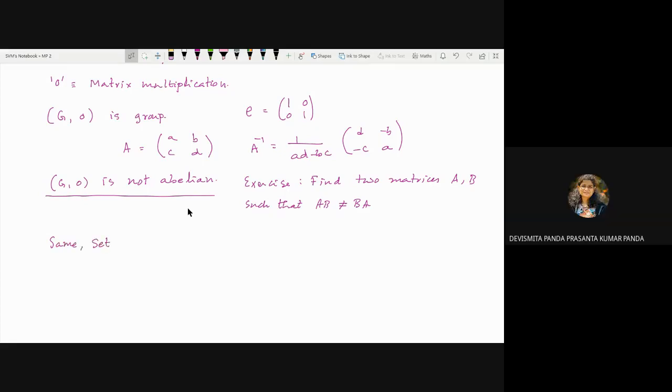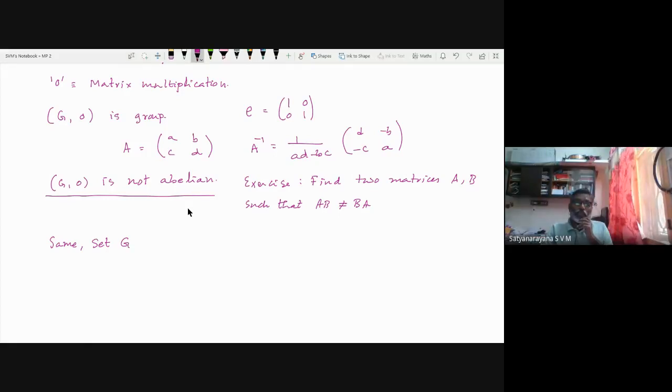Sir, AB is not equal to BA or equal to BA? I am claiming that it is not abelian. That means I must show that AB is not equal to BA. For example, if one of them you take as identity, then AB equals BA is always true. So for some elements, maybe AB is equal to BA, but if it is abelian, then AB should be equal to BA for all elements. If you are able to show one pair for which it is not equal, then that is enough to say that it is not abelian.